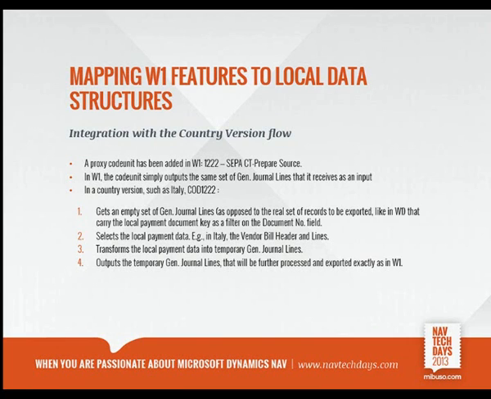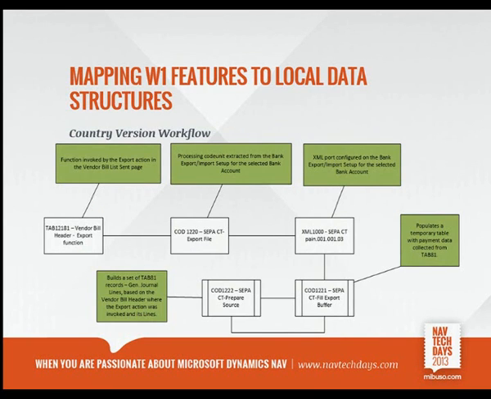What changes here is that the starting point is no longer the export action in the payment journal that users in W1 would use. It's an export action in the vendor bill header, and that's where the process is initiated. Then it goes through the same process, and this is where the magic happens in code unit 1222: it transforms the vendor bill header and its lines into general lines, and then everything moves on exactly the way it does in W1.